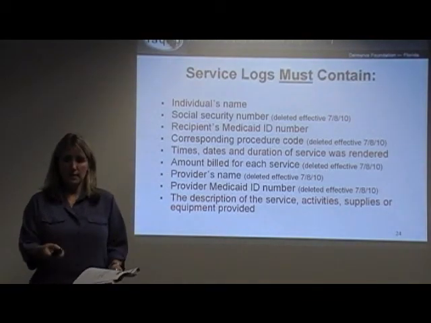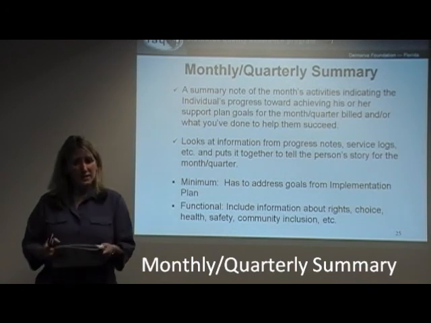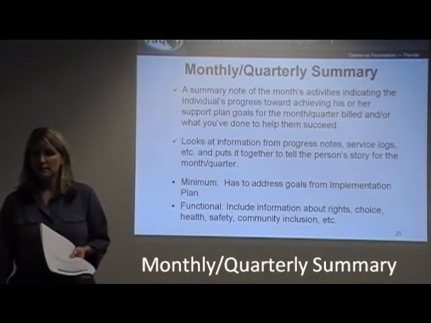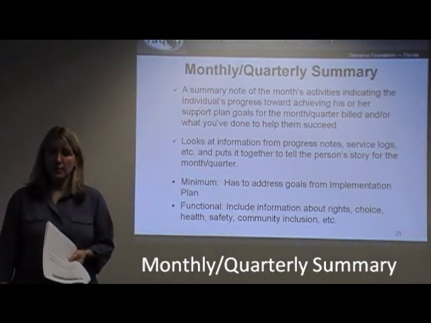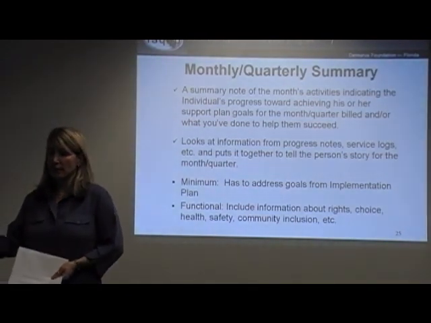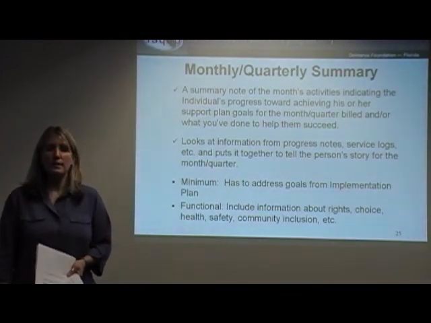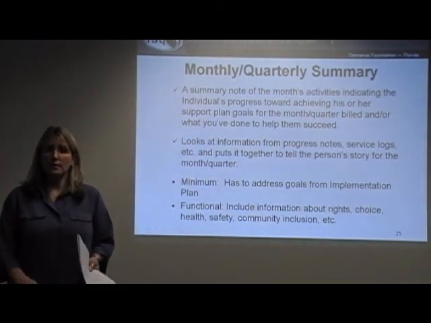The next type of documentation is the monthly quarterly summary. Basically, up till now we'd be looking for monthly summaries prior to 7-8, and then from 7-8 forward we'd be looking for you to be transitioning into the quarterly summary routine. But either or, monthly or quarterly.